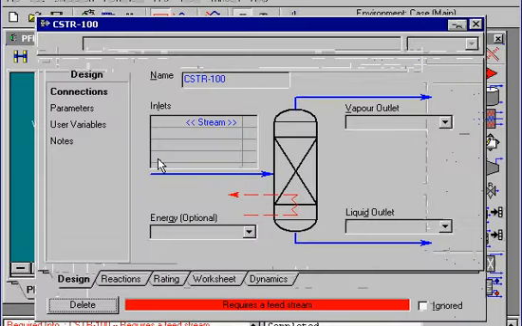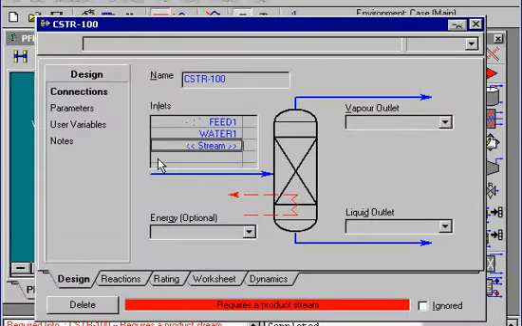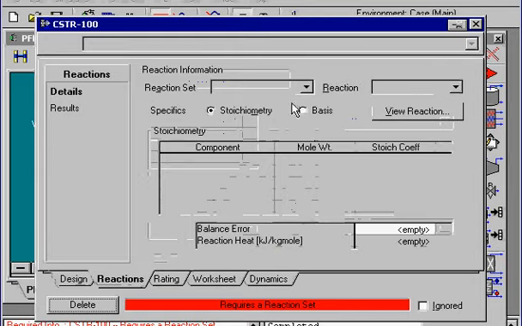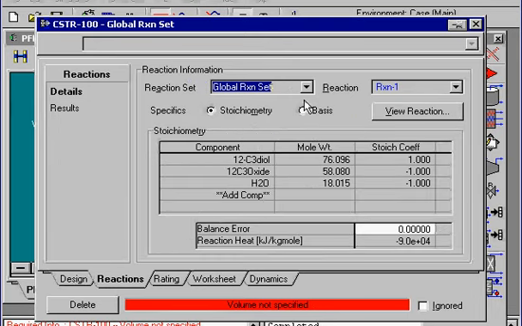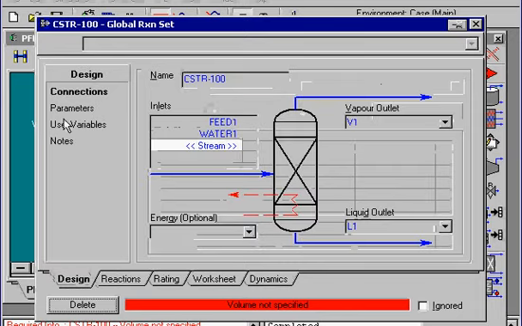In the CSTR design connections page, the two previously defined feed streams and the vapor and liquid effluents are attached. Since an adiabatic reactor is modeled, no energy stream need be attached. On the reactions page, the previously defined kinetic reaction available in the global reaction set is installed. It is noted that the reaction is moderately exothermic with a heat of reaction of 90,000 kilojoules per kilogram mole. This prompts us that the reactor volume is unspecified.